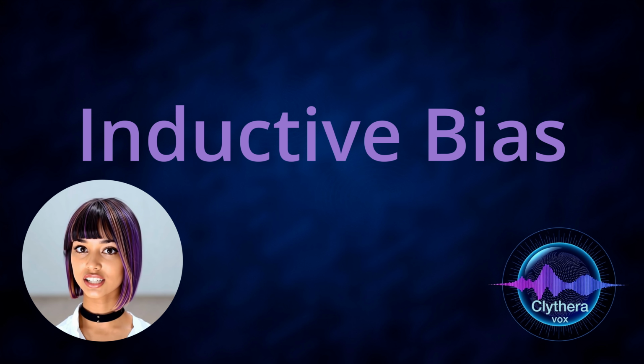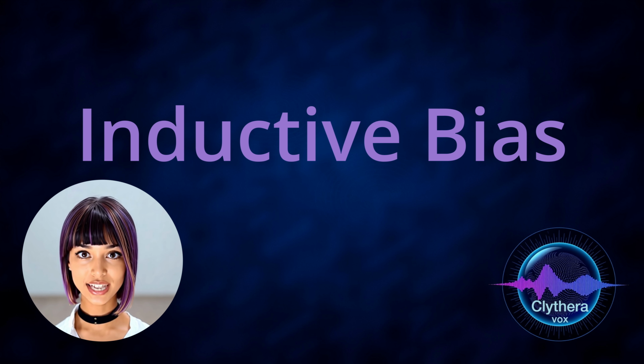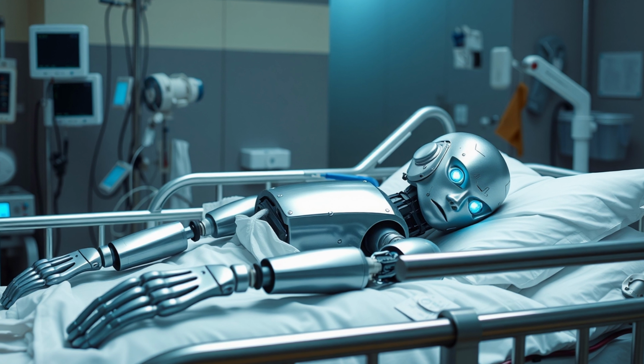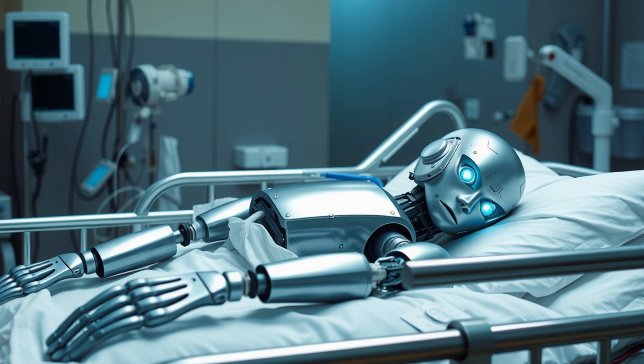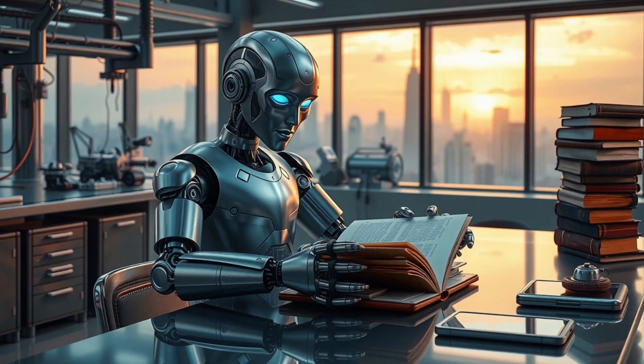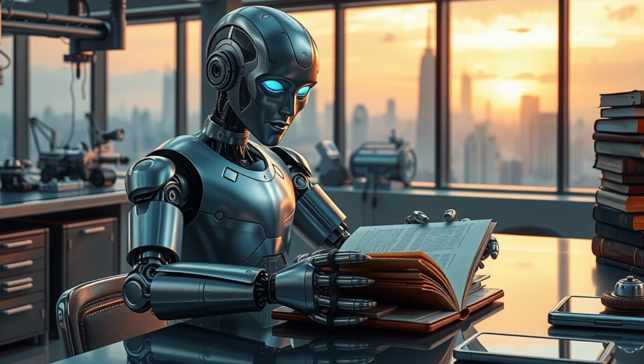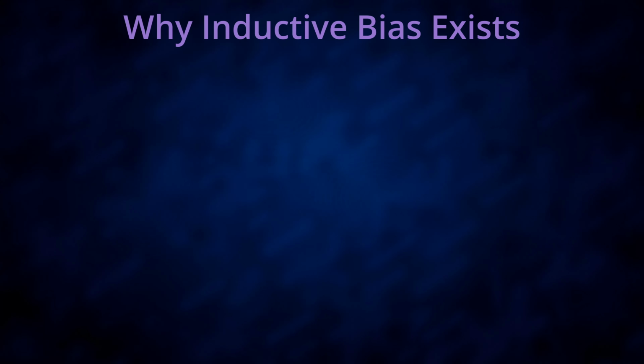It's not as flashy as neural networks, or transformers, or multimodal models. But without it, modern AI wouldn't just be weaker, it wouldn't work at all. Today, we're diving into a concept that determines how AI learns, how it makes decisions, how it generalizes, and ultimately, whether it's trustworthy. Why inductive bias exists.